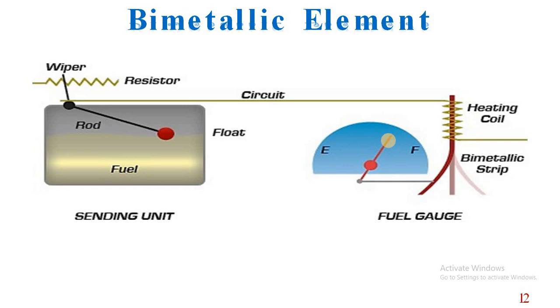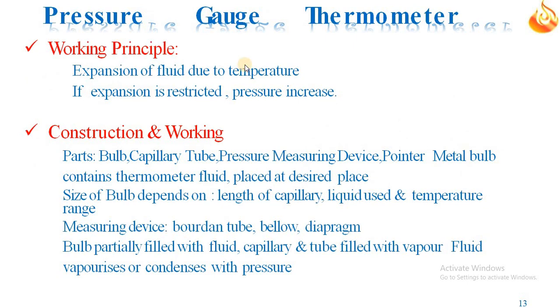Now we will see the next instrument, that is the pressure gauge thermometer. This one will be the last instrument for temperature measurement under the mechanical category. The working principle of the pressure gauge thermometer is the expansion of fluid due to temperature. If the expansion is restricted, then the pressure will increase. So we will go into detail with this instrument.